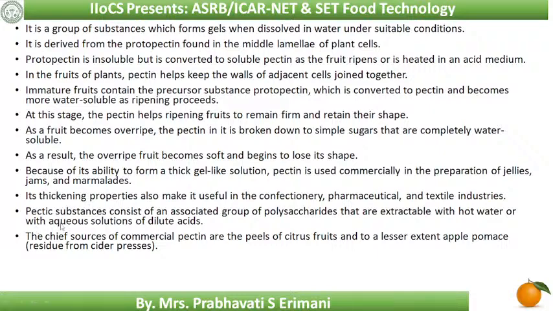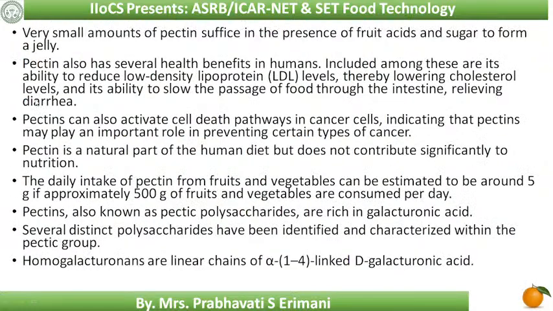These pectic substances consist of an associated group of polysaccharides that are extractable with hot water and with aqueous solutions of dilute acids. The chief sources of commercial pectin are the peels of citrus fruits and, to a lesser extent, apple pomace, which is the residue from cider presses. A very small amount of pectin in the presence of fruit acids and sugar will form the jelly.